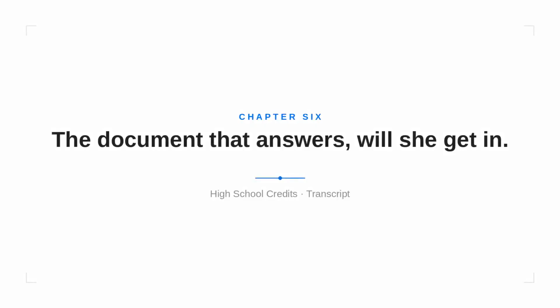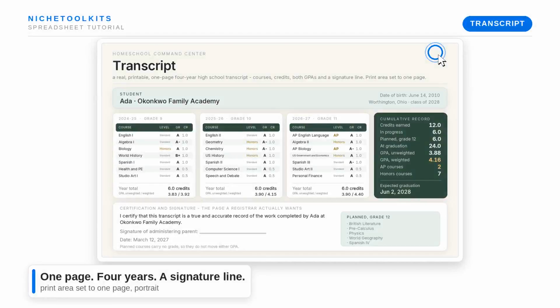Chapter 6. High school credits, and the transcript they print onto. On high school credits you type 1 row per course. The school year, the grade, the course name, the subject area, the credit, the level, the letter grade, and the status. The transcript is the page that prints. 4 year blocks of 7 courses each, a credit total, and both grade point averages per year, then a certification sentence and a signature line for the administering parent. This is the document a registrar actually asks for.